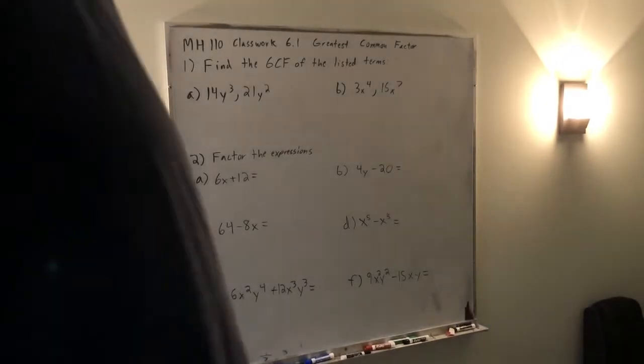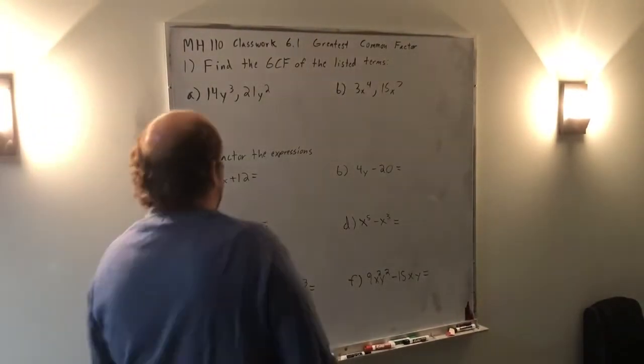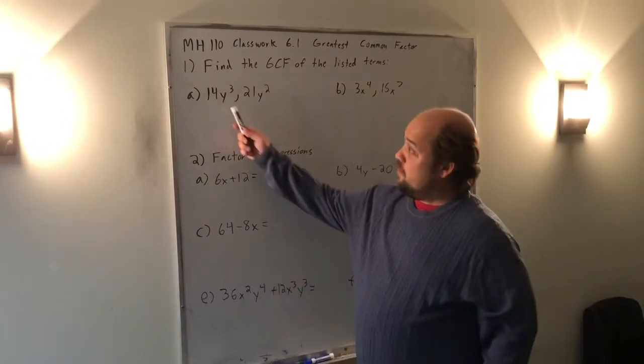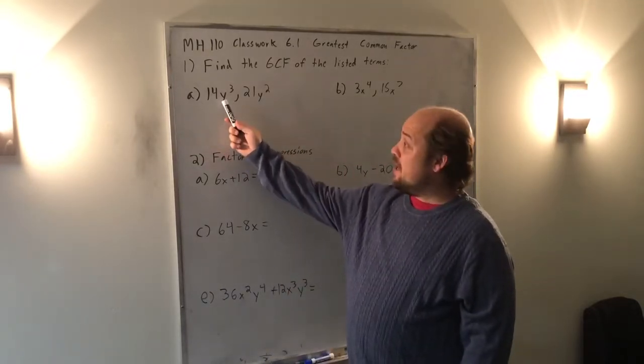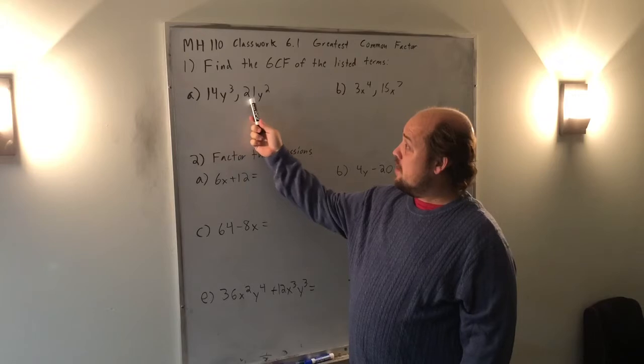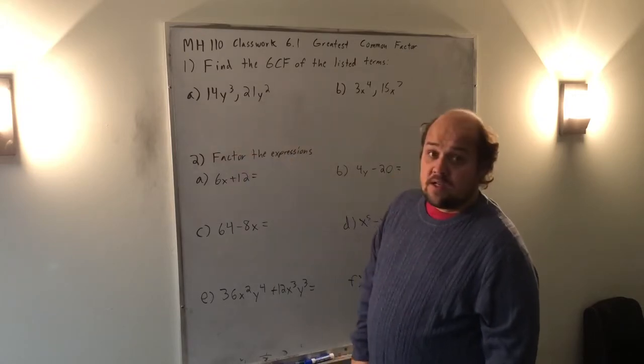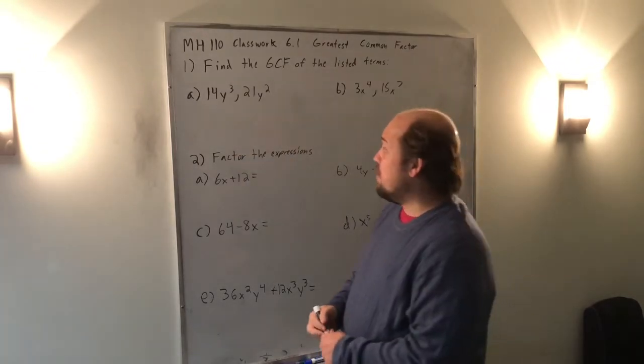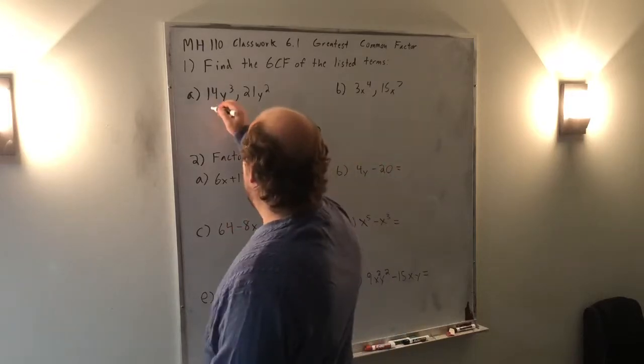So classwork begins with finding the GCF of the listed terms. So for the first problem, part A, we have 14y cubed and 21y squared. We're going to start with the numbers and break them down using prime factorization.